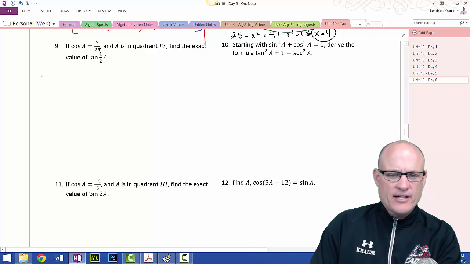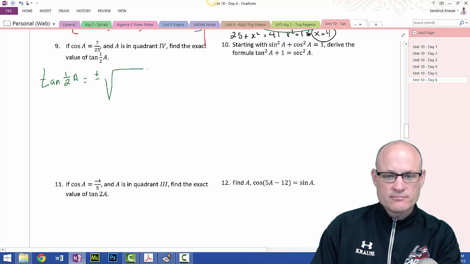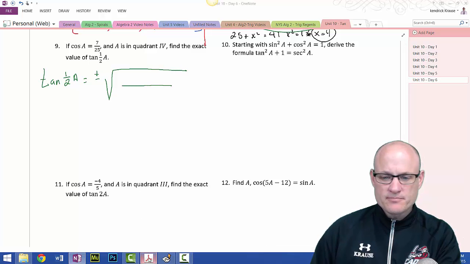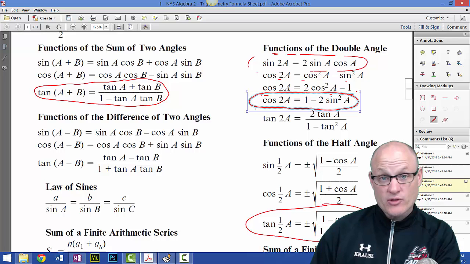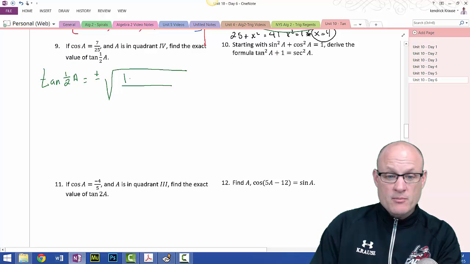Find the exact value of the tangent of 1/2 of A. All right, well, that's plus or minus. Let's take a look at what it is. It's right here, down at the bottom. Tangent 1/2 of A. That's 1 minus cosine over 1 plus sine. So it's 1 minus cosine A, or x, or whatever we're working with, over 1 plus cosine A.